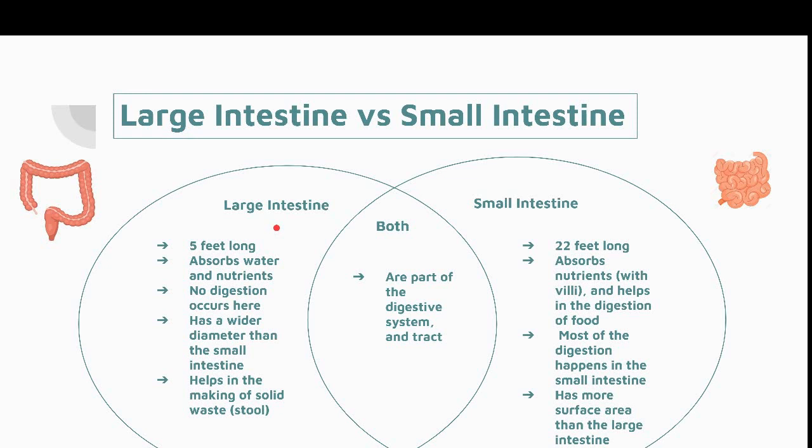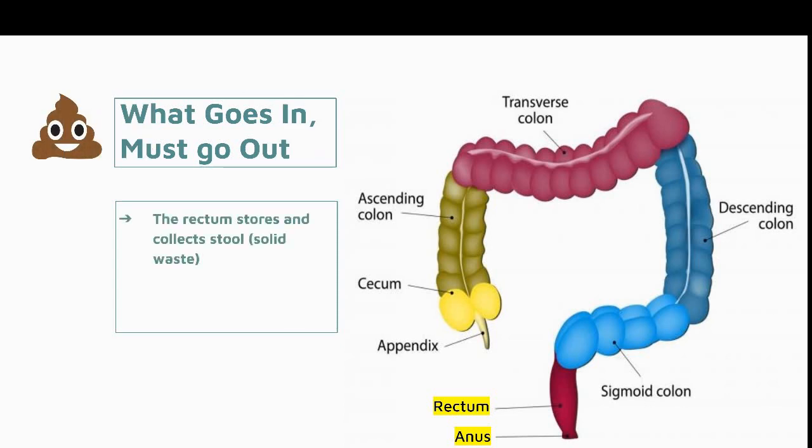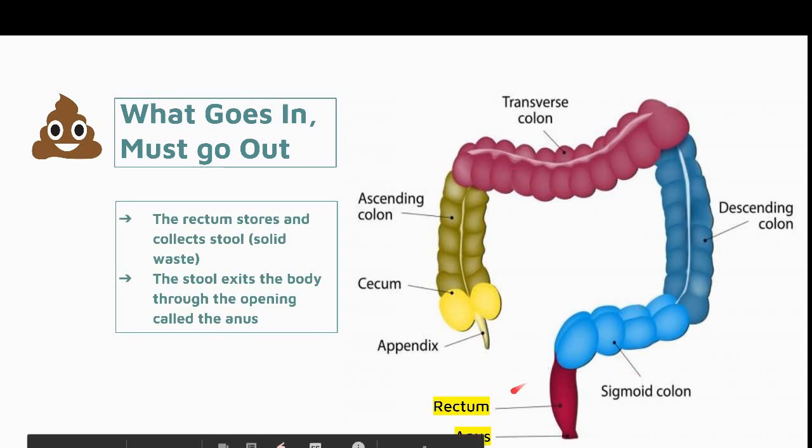The large intestine has a wider diameter than the small intestine, and the small intestine has more surface area than the large intestine. They are both part of the digestive system and tract. The rectum stores and collects stool. The stool exits the body through the opening called the anus.